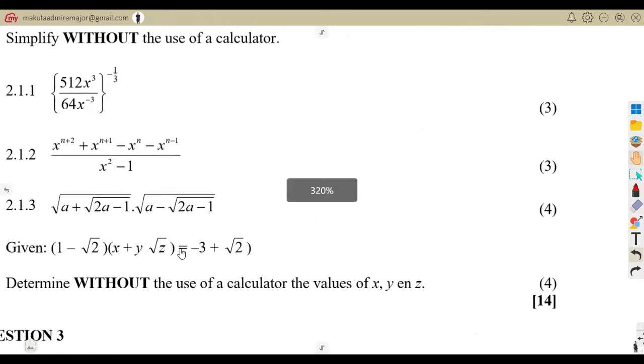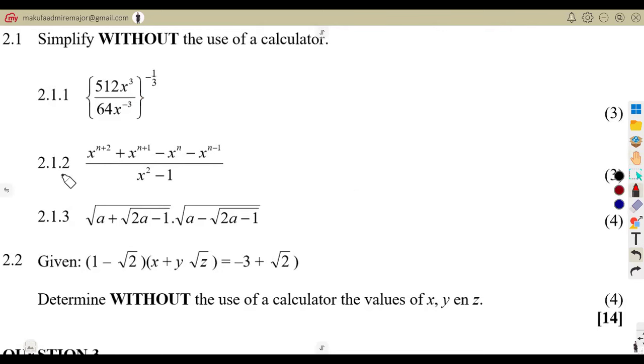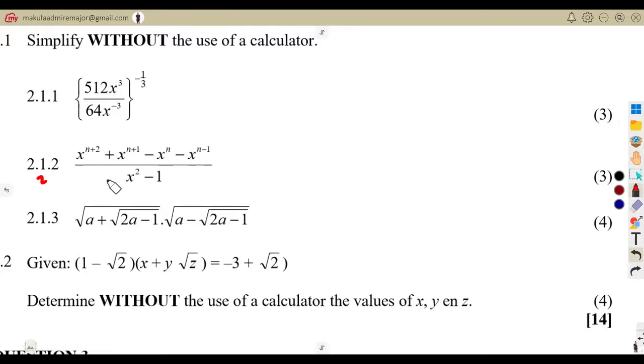All right, let's consider another one. This is x to the exponent of n plus 2, plus x to the exponent of n plus 1, minus x to the exponent of n, minus x to the exponent of n minus 1, all over x squared minus 1. There is something that is common here, x to the exponent of n being common. So you can play around with that and factor it out.